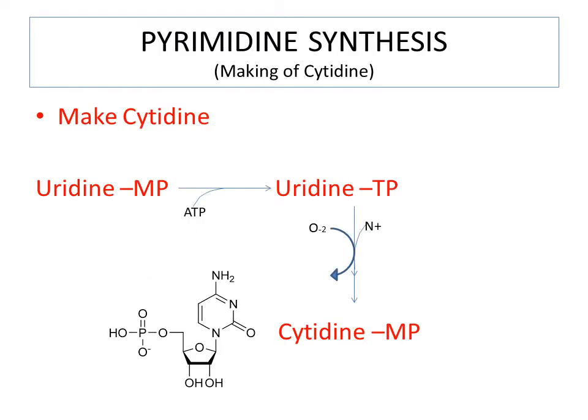Like we have seen in my previous video in making of cytidine monophosphate, we can make cytidine monophosphate from uridine monophosphate. Uridine monophosphate will undergo phosphorylation and make uridine triphosphate, and from uridine triphosphate we have to remove one oxygen group and add one nitrogen group, and that will give cytidine monophosphate. You can see the structure of cytidine monophosphate down below, and that cytidine monophosphate will undergo phosphorylation again and make cytidine triphosphate, and that will be deoxygenated and make dCTP, and that will contribute itself in making of DNA.